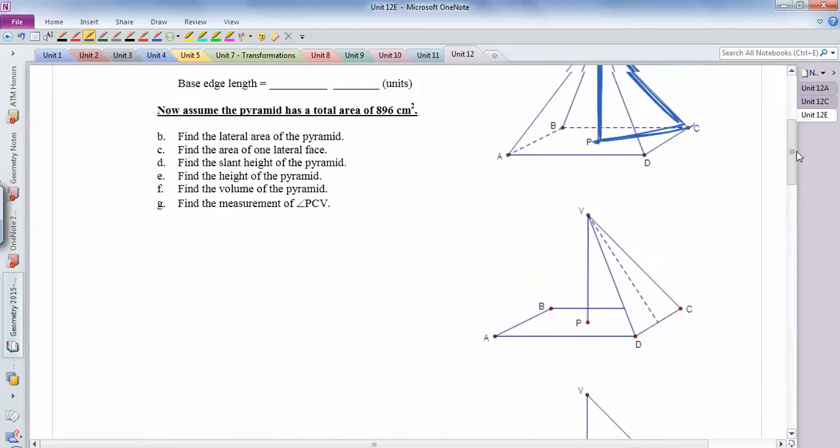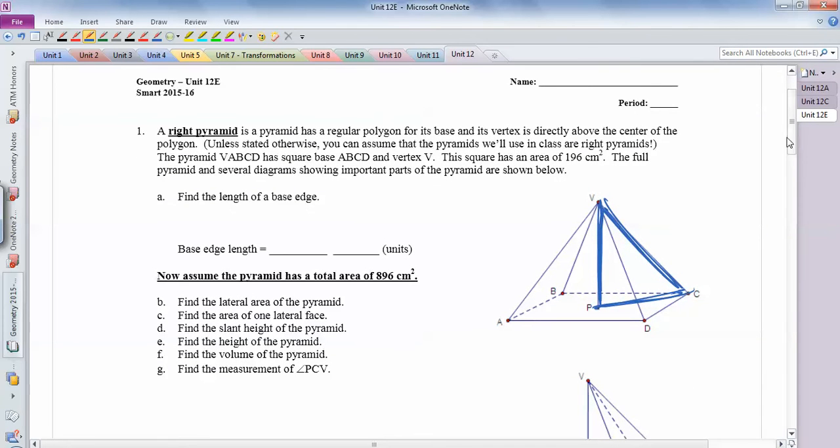Okay. So let's take a look. Find the length of a base edge. We know that the base is a square, and the square has an area of 196. So the area of the square is 196, and we know that the sides of the square are all the same. So if I call them x, it's x squared, and so if I take the square root, I get exactly 14.